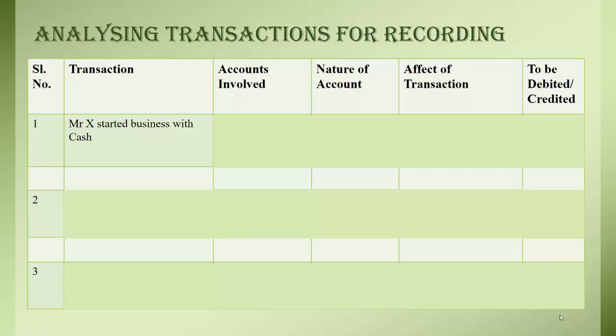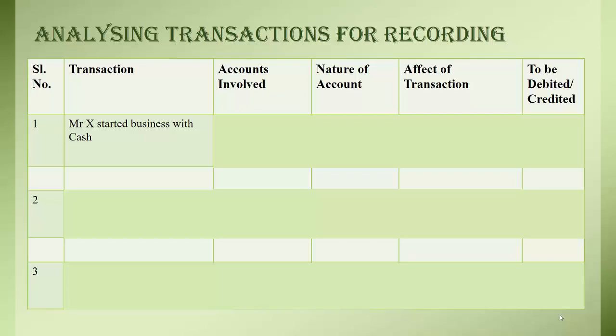So let's start with analyzing this transaction which says Mr. X started business with cash. Here Mr. X is an owner, and whatever amount an owner invests in an enterprise is known as capital. And you have to keep in mind that every transaction is recorded as per the separate business entity concept. As per this concept, every business is considered a separate entity from its owner, which means that every transaction is recorded from the point of view of the business rather than from the point of view of the owner. So Mr. X is a separate entity from the business.